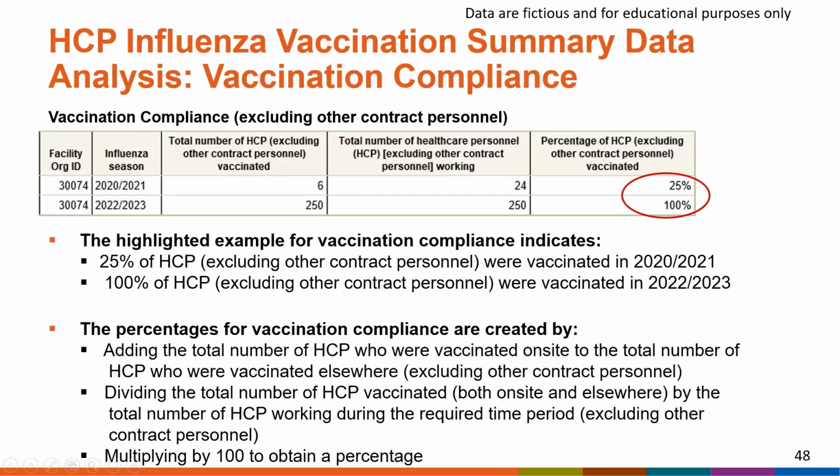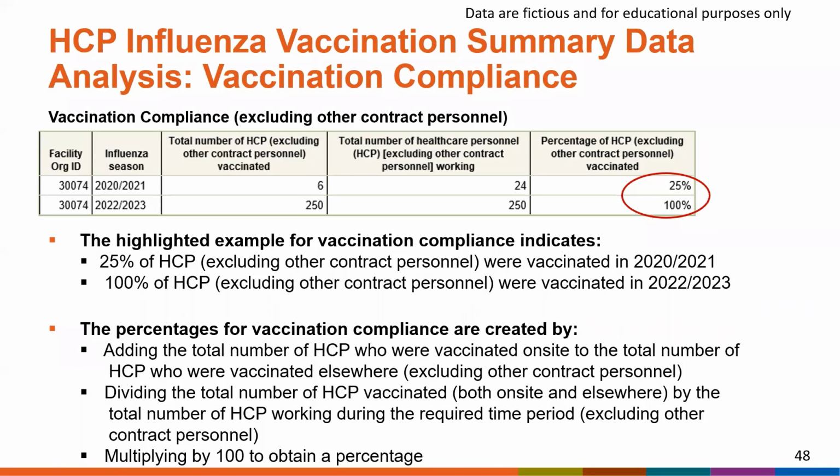This slide shows vaccination compliance percentages, including other contract personnel. Please note that vaccination compliance, including other contract personnel, can also be viewed. The example indicates that 25% of healthcare personnel were vaccinated either at this facility or elsewhere in 2020-2021. Also, 100% of healthcare personnel were vaccinated in 2022-2023.